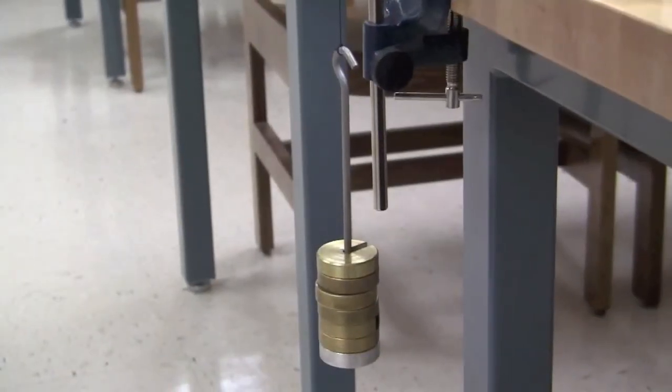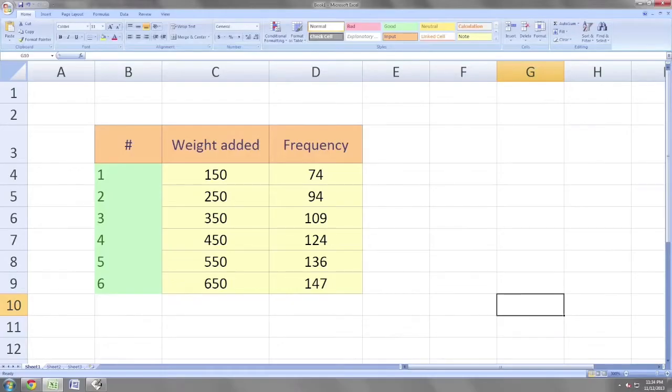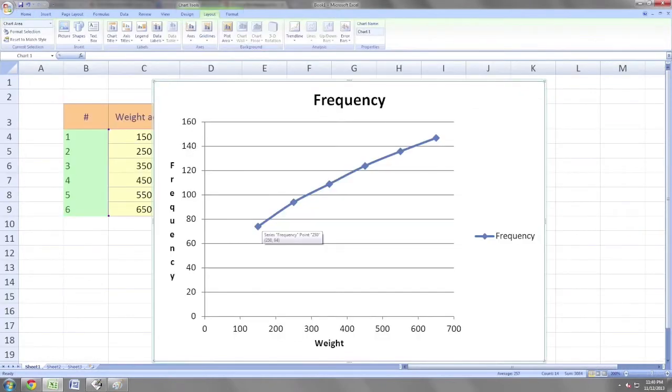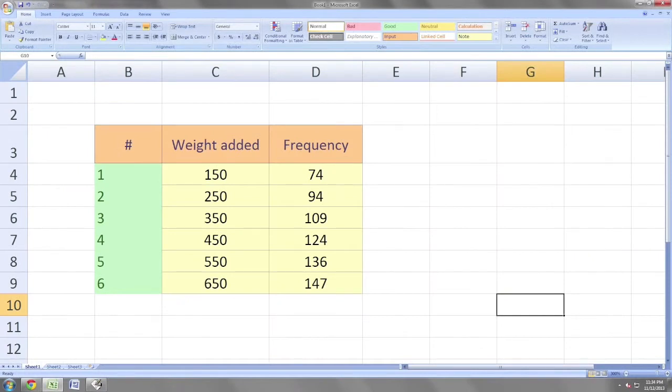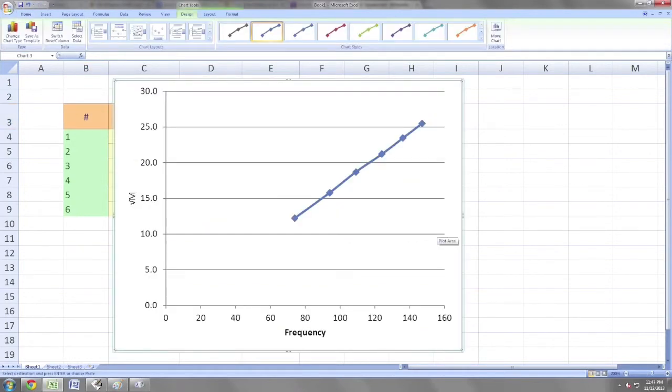For part 2, choose 6 masses between 100 gram and 1 kilogram of weight and record the values. Then determine the resonance frequency of the string under these different tensions and record your results. When you plot your results, you can see how the frequency varies with M. Also, now plot a graph of frequency versus the root of M. Note that you can use the slope of this curve to get the mass per unit length of the wire.